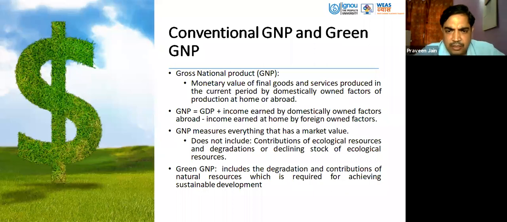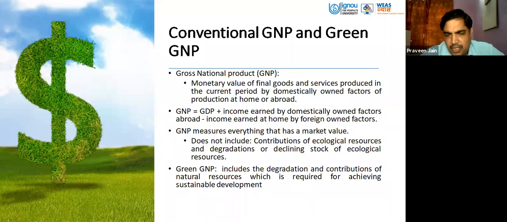and minus, we have to reduce the income earned at home by the foreign owned factors. So here in this GNP, basically we remove the impact or output of the products by the foreign owned factors. So again, GNP measures everything that has a market value. So in GDP or GNP, everything we calculate has a market value.